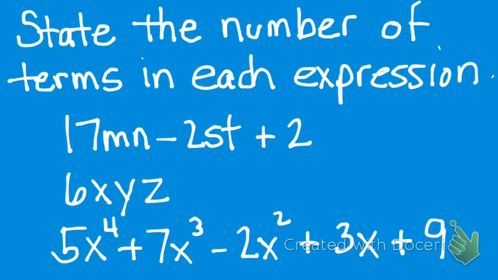In the third expression, 5x to the fourth plus 7x to the third minus 2x squared plus 3x plus 9, 5x to the fourth is the first term. The plus sign starts the second term, which is 7x to the third. The minus sign starts the third term, which is 2x squared. The plus sign starts the fourth term, which is 3x. And the last plus sign starts the last term, which is 9. So altogether, there are 5 terms in the last expression.